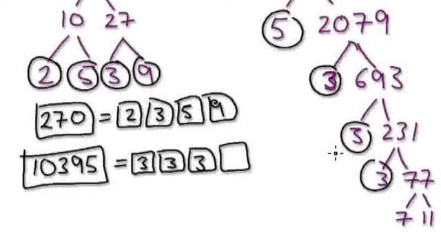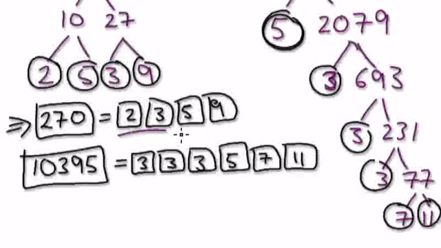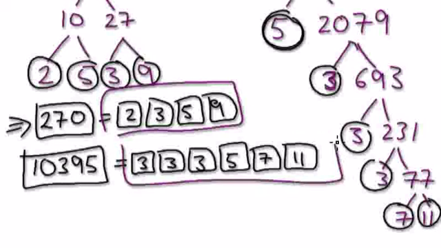And then times a 5 here, and then times a 7 times 11 here. So these are the building blocks of the first number, and these are the building blocks of the second number.